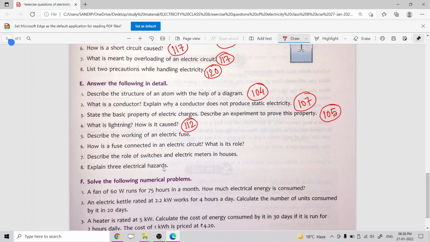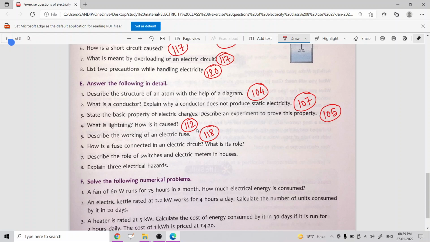Sometimes a huge amount of charge flows from one cloud to another cloud or from a cloud to the ground surface, that is called lightning. And we move on to the next one: describe the working of an electric fuse. Generally you will get it on page number 118. An electric fuse is basically a safety device that is used in our home. And a property of an electric fuse is that its melting point is slightly below that of the conducting wire.